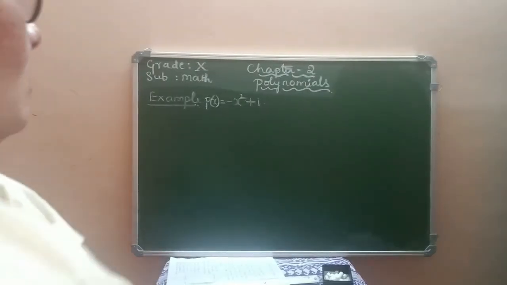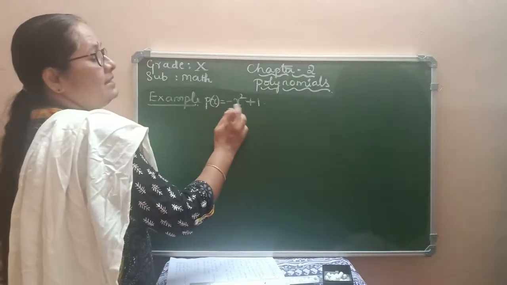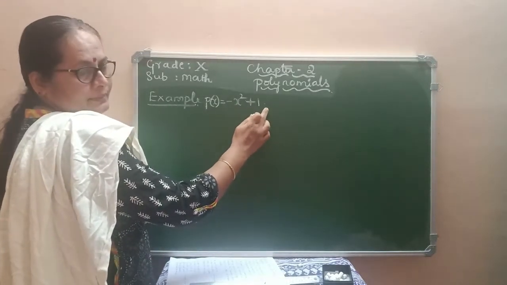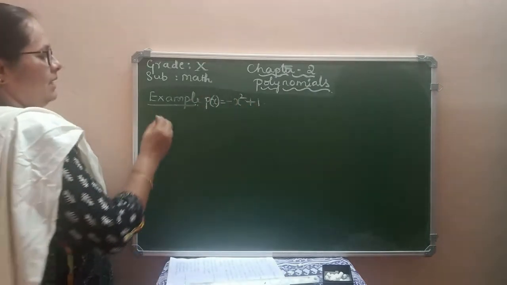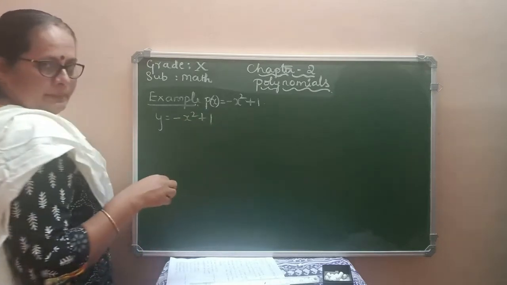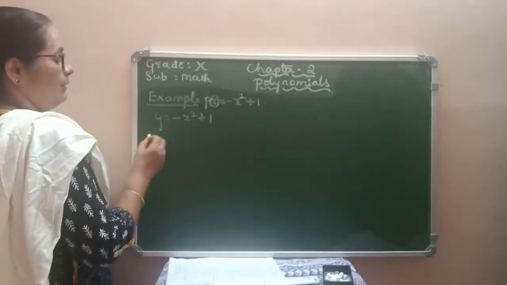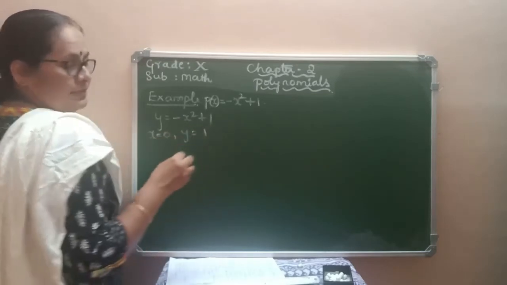Let us take a quadratic polynomial. P of x equals minus x square plus 1. Now you see y equals minus x square plus 1. Now put x as 0. So x as 0, then y equals plus 1.